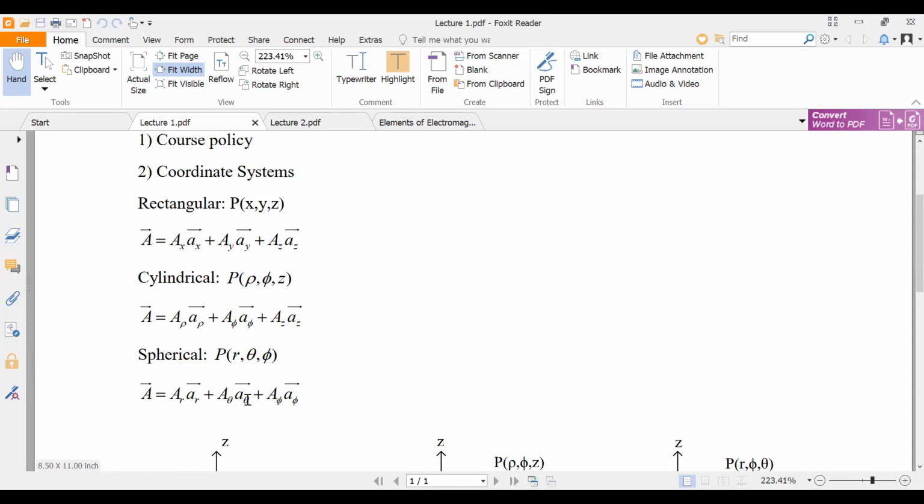The points are represented in this manner and the vectors are represented in this manner, where these are the unit vectors in these three different directions, and this capital AX, capital AY, capital AZ, or A rho, A phi, AZ, is the component of the vector which is along the x direction. This complete term is called the component of the vector A along the x direction. This is the unit vector, and this is the magnitude of the vector A along the x direction.